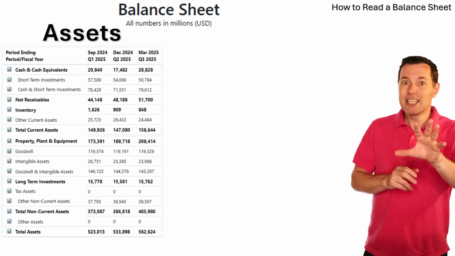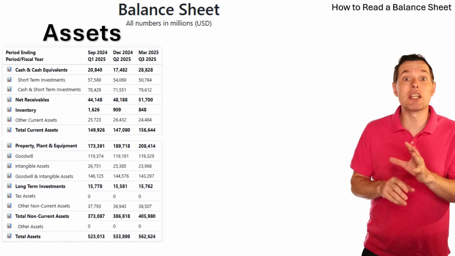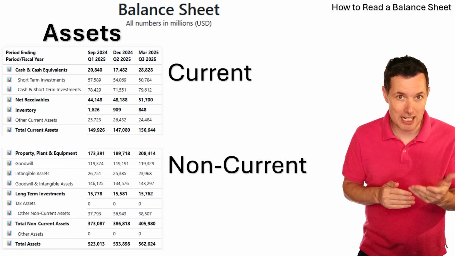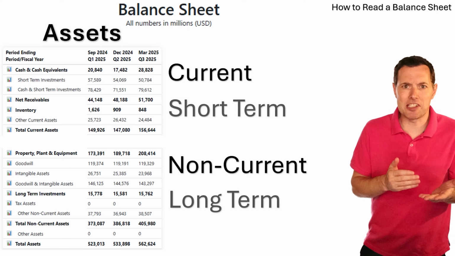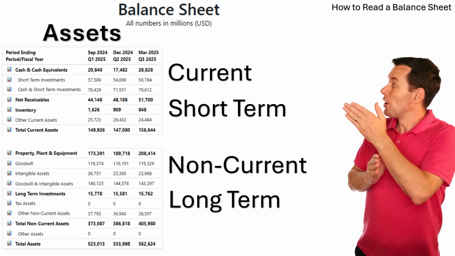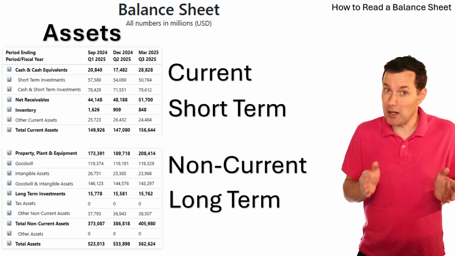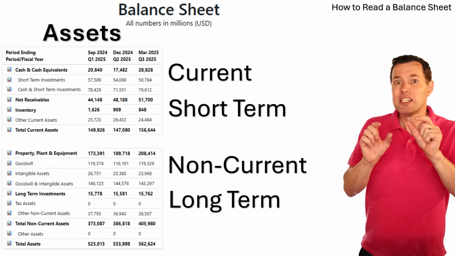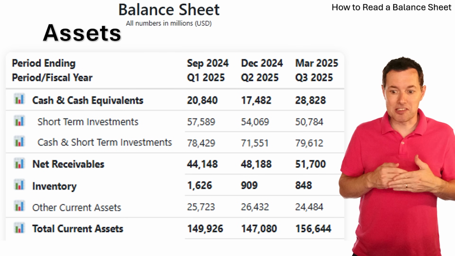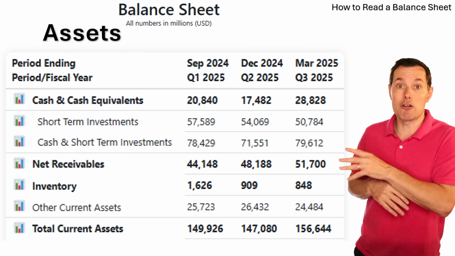But for now, as far as assets go, you can really break it into two different sections: current assets and non-current assets. Basically, current assets are near-term assets, anything within the next 12 months. Non-current assets are longer term, anything longer than the next 12 months. So for us, we're going to focus right now just on the near-term assets so we can see what those look like. These are all current assets.